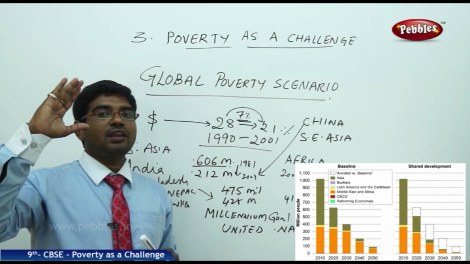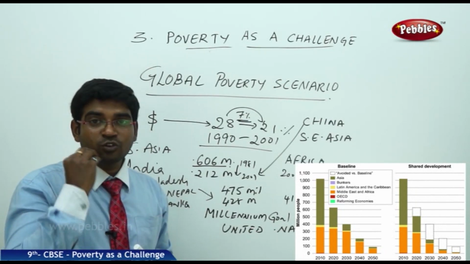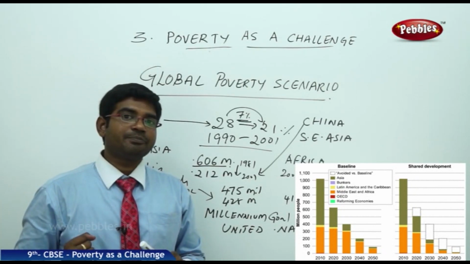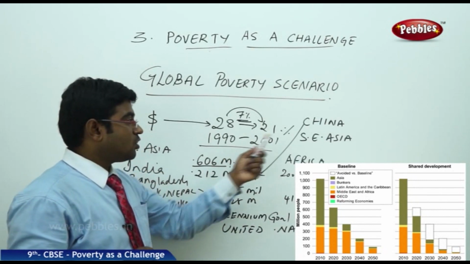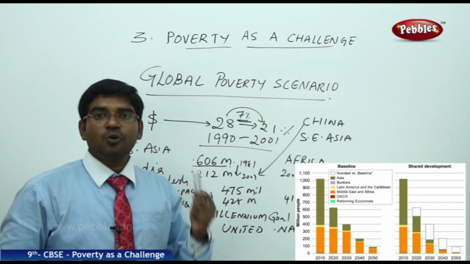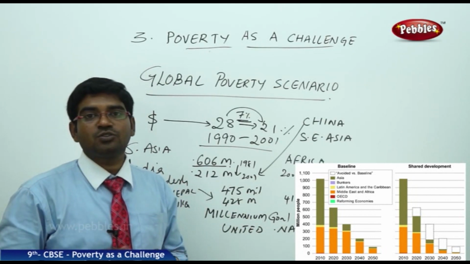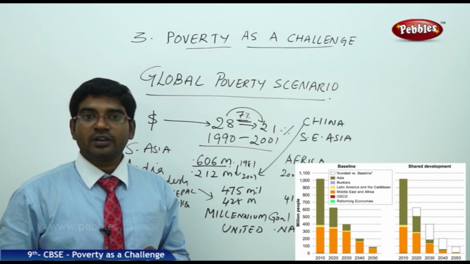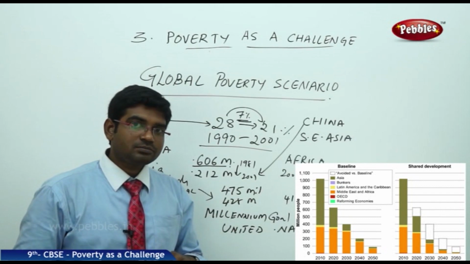They have raised their standard of living and reached above the poverty line, where they have a good amount of food and are able to fulfill their minimum requirements. So in China they have achieved this on a very large scale. And moving on to Southeast Asia, Singapore, Malaysia, Taiwan, Hong Kong, Bangkok, all these countries also achieved considerable reduction in poverty percentages. And moving on to Africa.